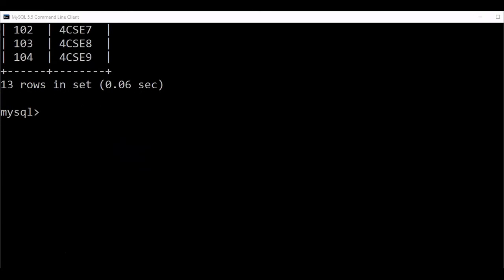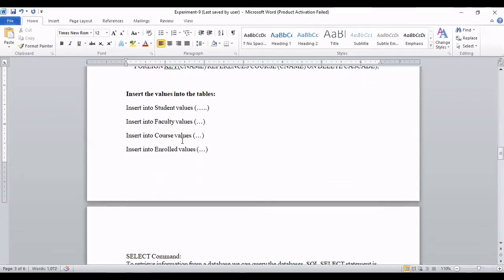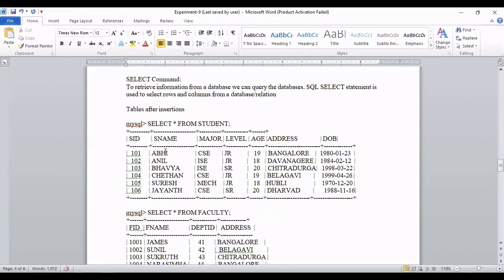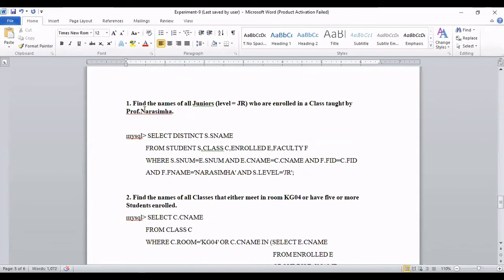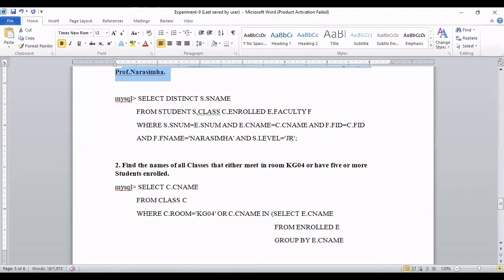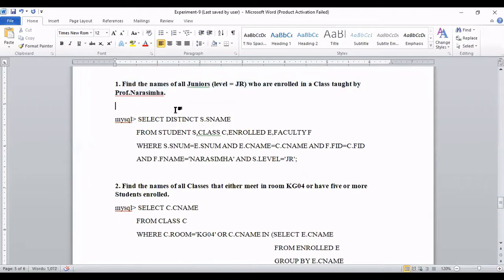Now moving to the first query of experiment 9. You can see, after insertion we have inserted the values. The first query is not nesting of queries. The first query is a joining operation. We are comparing this joining operation to the nesting of queries. So although we are explaining nesting of queries, the first query we have given is a join operation.